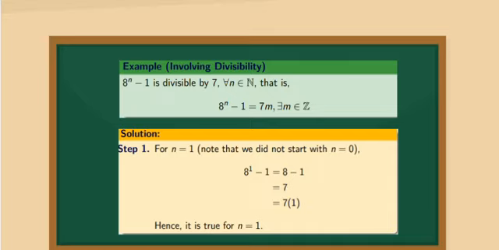Example. 8 raised to the power of n minus 1 is divisible by 7 for all n element of natural numbers. That is, 8 raised to the power of n minus 1 is equal to 7m, there exists m element of integer. Step 1. For n equals 1, that is, 8 raised to the power of 1 minus 1, that is equal to 8 minus 1. That is equal to 7. 7 times 1 is 7, hence it is true for n equals 1.